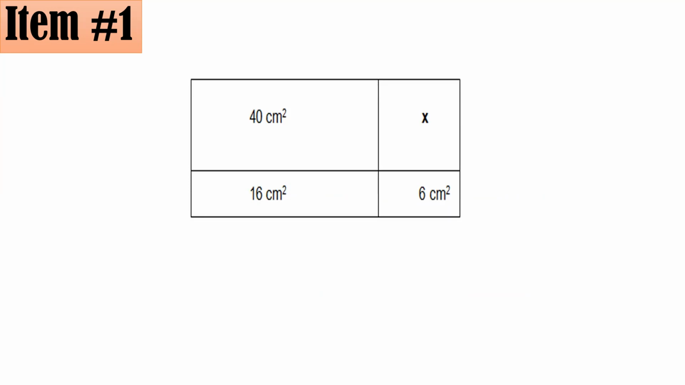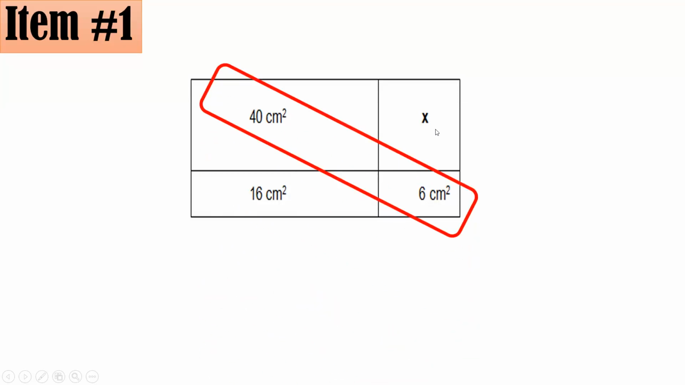Ano po yung equation natin dito? 40 cm squared will be multiplied by what? Tama, with 6. So 40 cm squared times 6 will be equal with the product of 16 cm squared and x. That's why the product of this is equal to the product of that one if we utilize the principle or the pattern we found earlier.